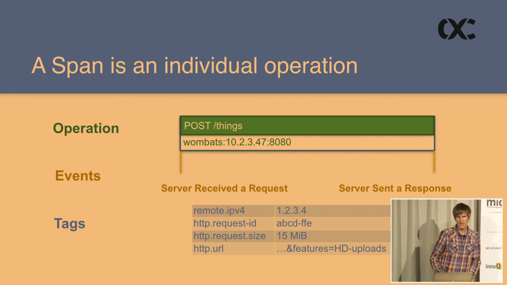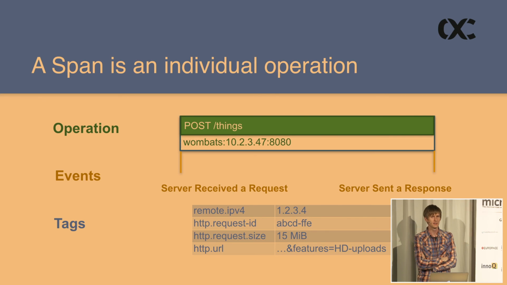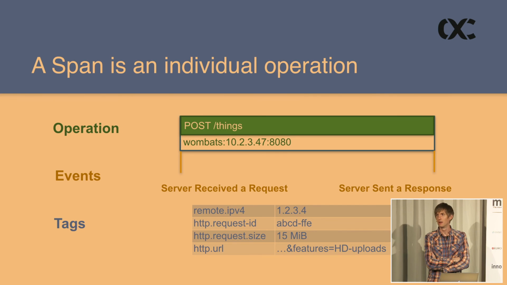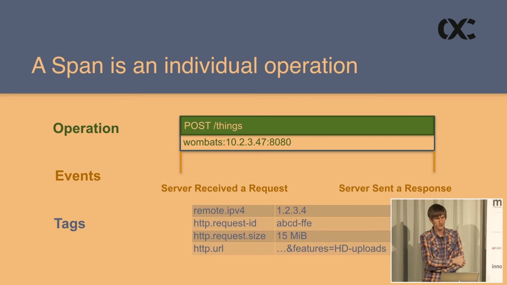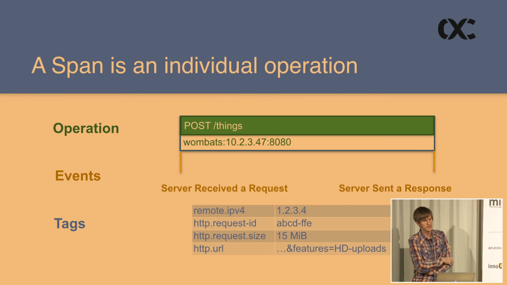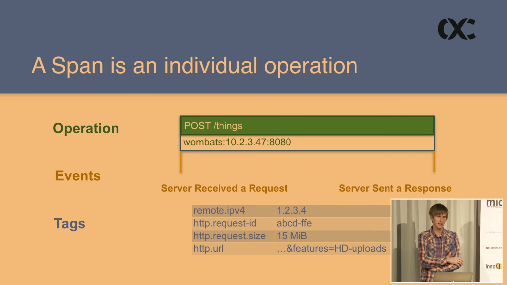So this span, if I were looking at an HTTP request, then I would have some pretty typical information, like maybe the HTTP method and the endpoint that was hit, the specific node in whatever cluster that it was on, and then notable events like the server received the request or sent a response. And then because we need to understand context, we would usually add tags to that.